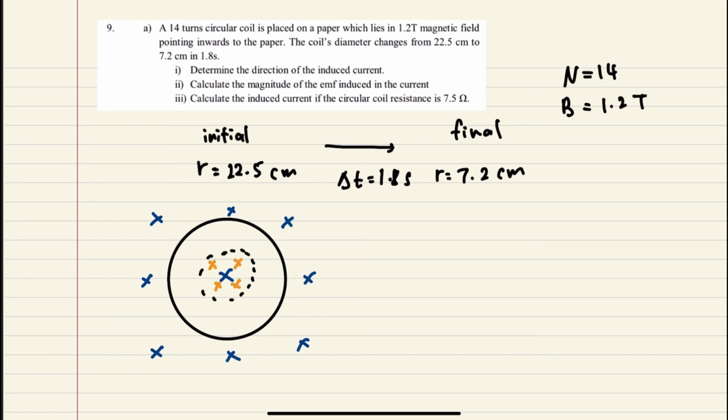So because of that, you can use the right hand thumb rule. Put your fingers inside the loop, into the page, so your thumb will be pointing in this direction. In that case, it will be clockwise. So the induced current is in the clockwise direction.